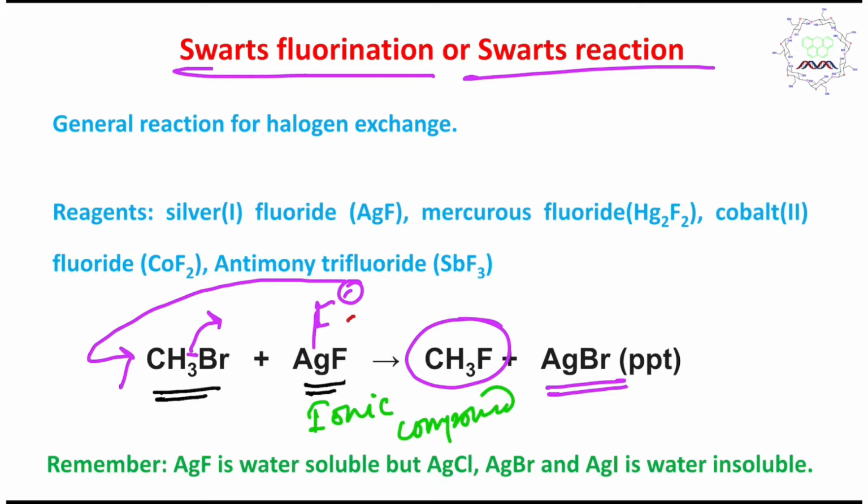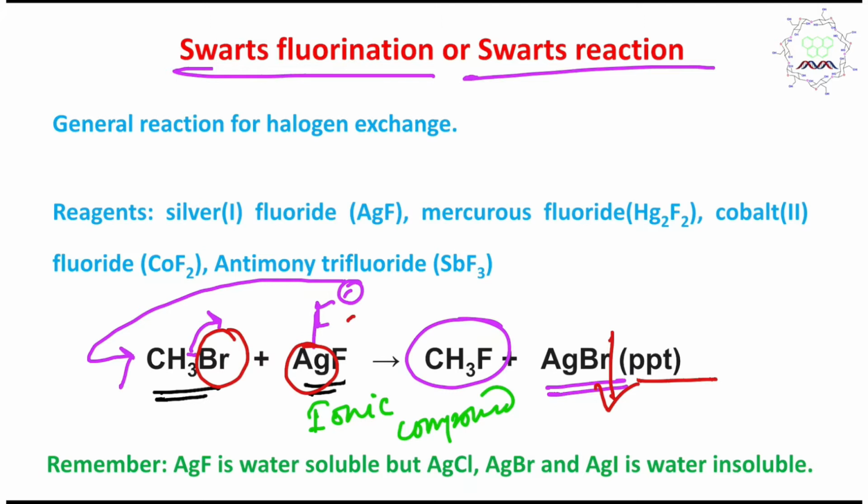Fluorine is not a good nucleophile. We know fluoride is a mild base, but it is not at all a good nucleophile. But this reaction happens because the silver loves bromine and forms a covalent compound, silver bromide, which gets precipitated out from this reaction, and that is the driving force for this reaction.